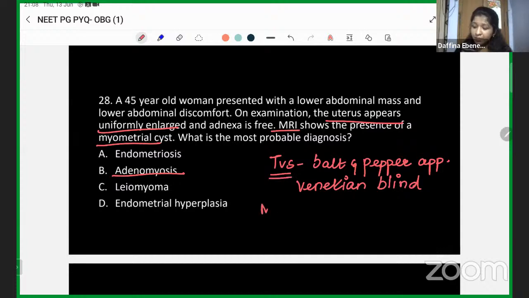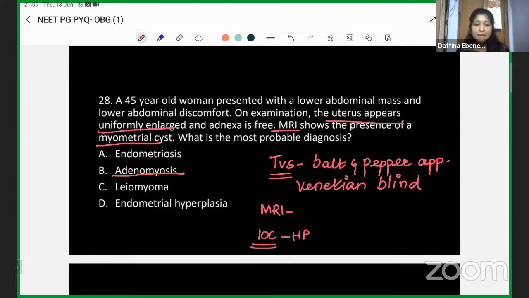You can also do an MRI. MRI will show this myometrial cyst. But what is the investigation of choice? Investigation of choice will be a histopathological diagnosis only. You cannot do anything preoperatively. After the surgery is done, you can do a histopathological diagnosis to confirm if it is an adenomyosis.